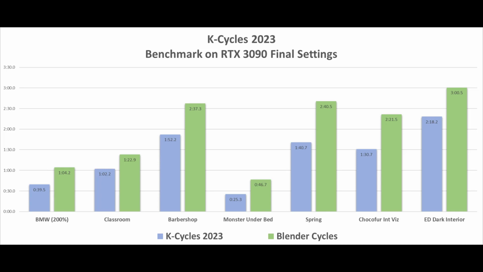Here is the latest performance chart comparing K-Cycles to the same Cycles vanilla build of Blender 3.5. Tests were done with the default Cycles final render settings of a noise threshold of 0.01 and samples of 4096 without the denoiser, using the NVIDIA RTX 3090. There are some nice improvements in K-Cycles.